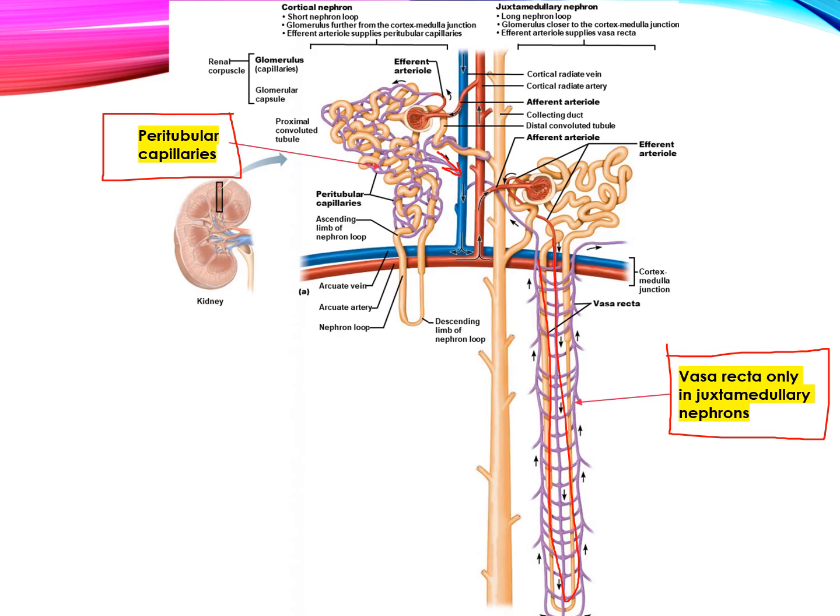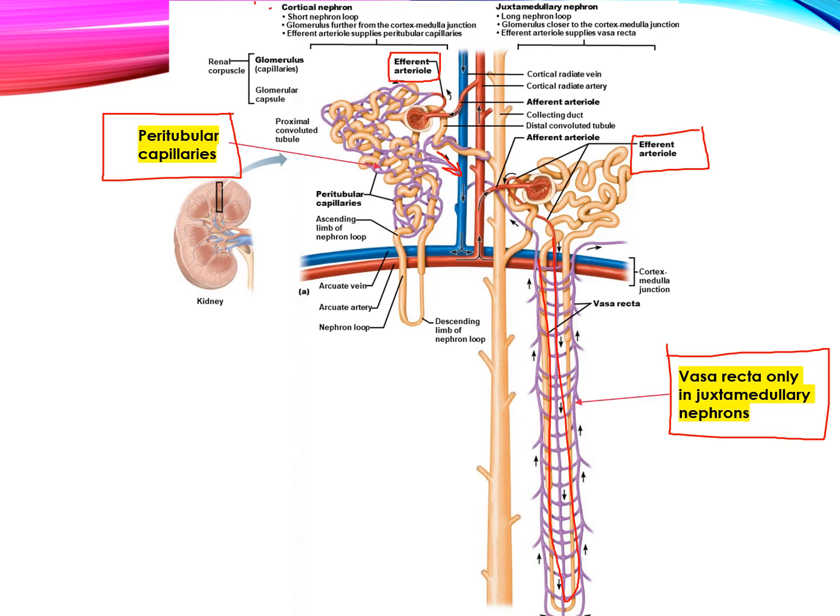Whereas the vasa recta is going to circle itself around the loop of Henle, the nephron loop. So it's not around the convoluted tubules, it's only around that very long loop of Henle. Okay, so this is how it's able to really concentrate. So it's really going to pull all that water and ions out of the filtrate, out of the renal tubules.